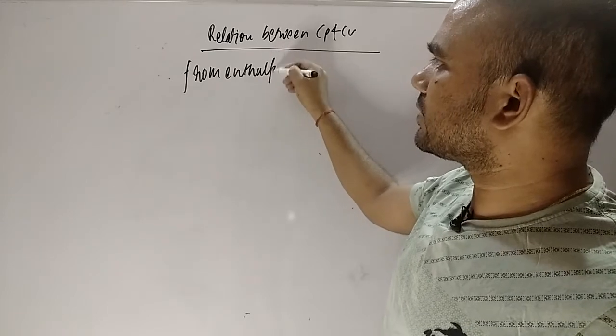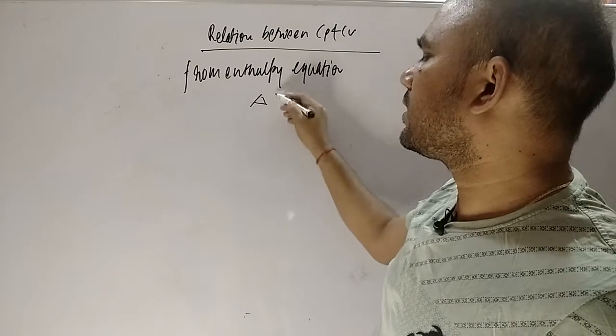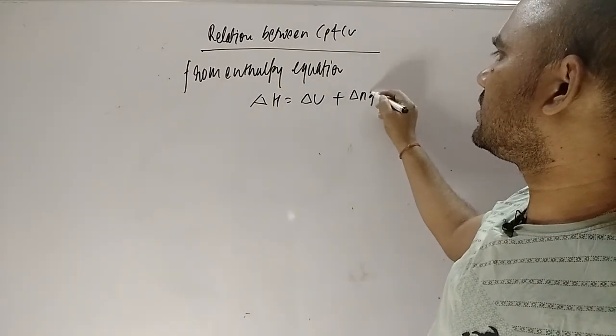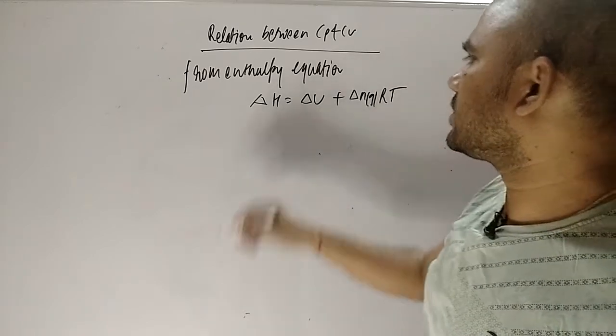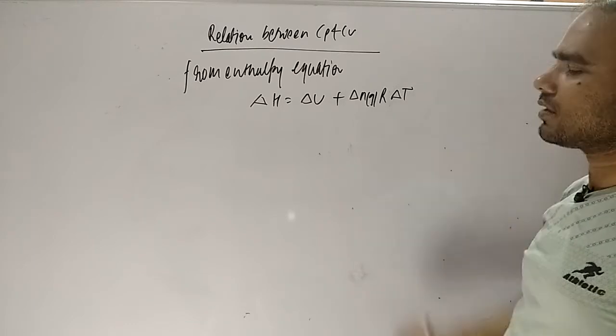What is the enthalpy equation, student? From the enthalpy equation, if you write it, it comes as delta H is equal to delta U plus delta Ng RT. This is the equation. RT means if the temperature is changing, we write delta T.